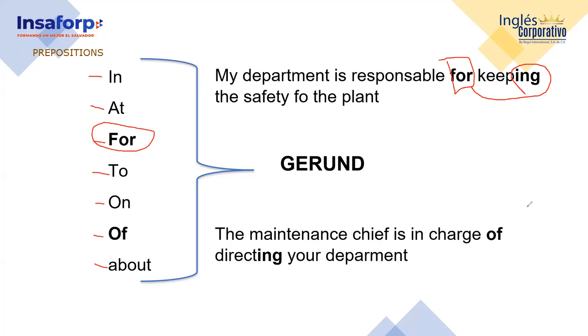My department is responsible. This is a mistake. My department is responsible for keeping the safe for the plant. Now here, keep is the verb. But what is the characteristic of the verb in this moment?